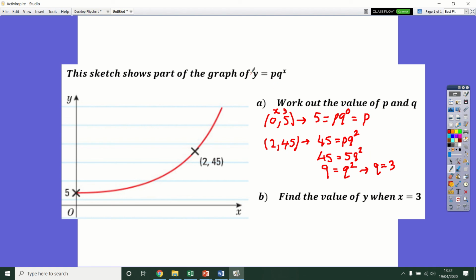Now I know that, I can rewrite my expression for my function. So in fact, y equals p is 5, and then I'm going to put brackets to separate it, and then it's 3 to the x. And then when x is 3, you can work out y. 3 to the power of 3 is 27, and 5 27s is 135. So you can substitute in values.